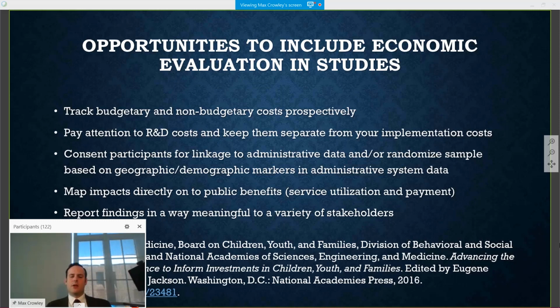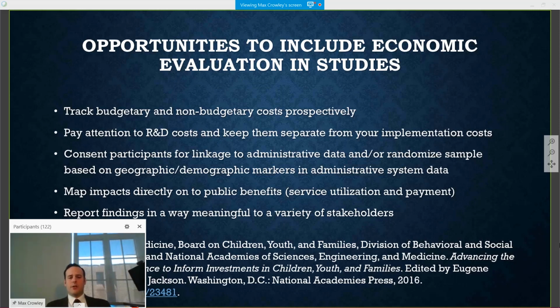It's very important to pay attention to R&D, research and development costs, and keep them separate from your implementation costs as much as possible. Many of us will use personnel who will be part of the trial and will also be part of an implementation, and the need to partition out that time so we can get accurate cost estimates down the road.